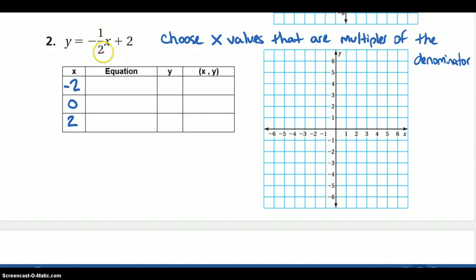If this were a 1/3, I would use -3, 0, and 3. If this were a 1/5, I would use -5, 0, and 5. Okay, that's going to help you get whole numbers for your y values when you plug that in.